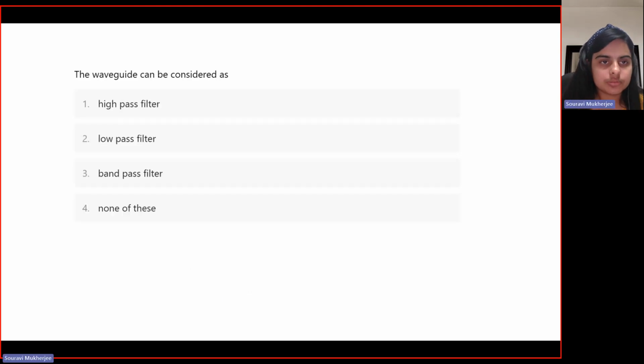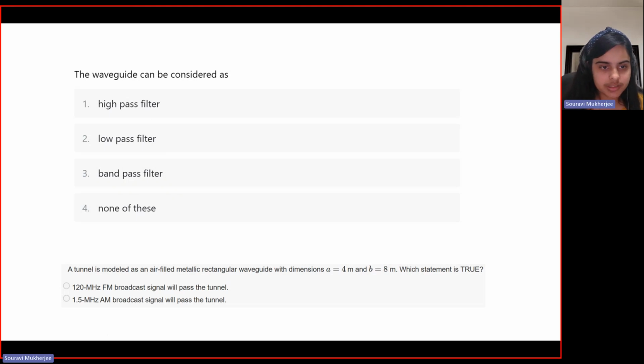Now, the waveguide can be considered as high pass, low pass, band pass, or what kind of a filter? This is something we had already discussed. Because we just saw that there's a cutoff below which the wave number becomes imaginary and so the wave gets attenuated. Only above a particular cutoff, the propagation happens. So that means a waveguide is a high pass filter.